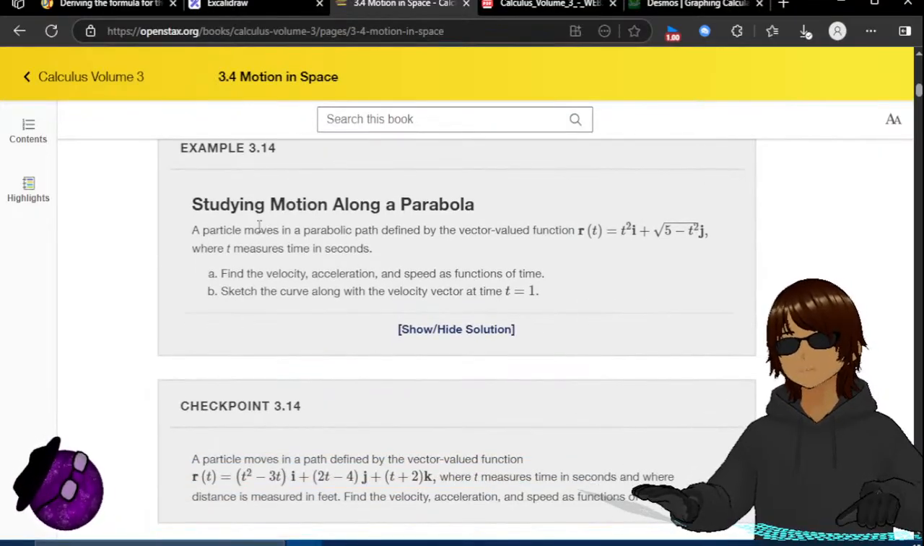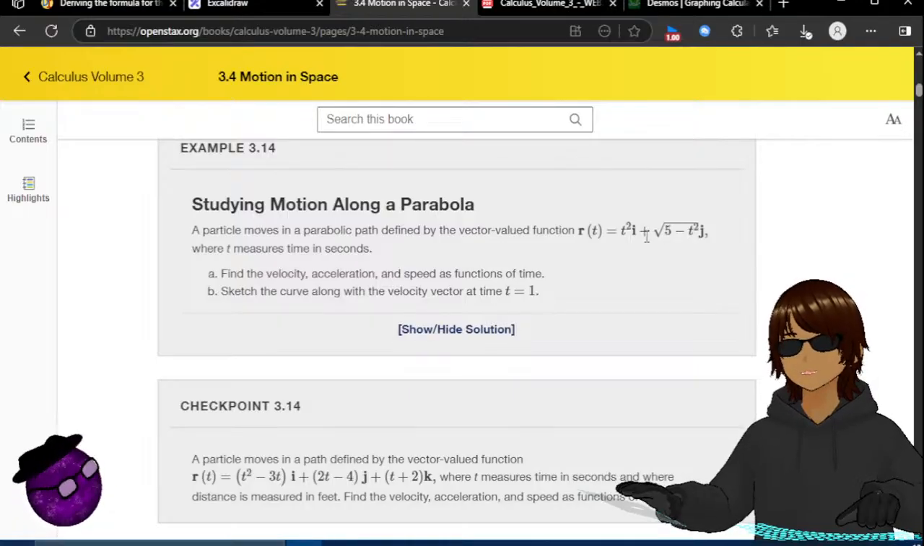Studying motion along a parabola. A particle moves in a parabolic path defined by the vector valued function r of t, with t square in one direction and 5 minus t square in the other direction, where t measures time in seconds. Find the velocity, acceleration, and speed as a function of time.